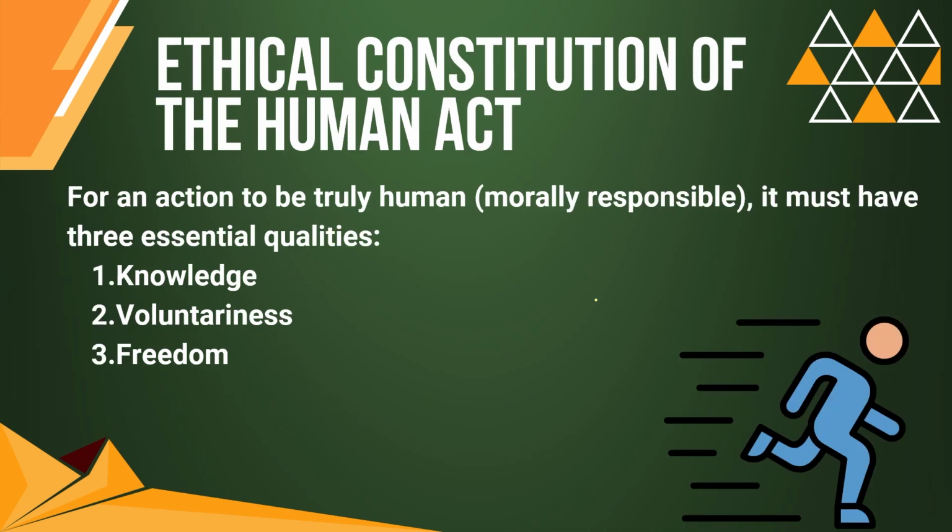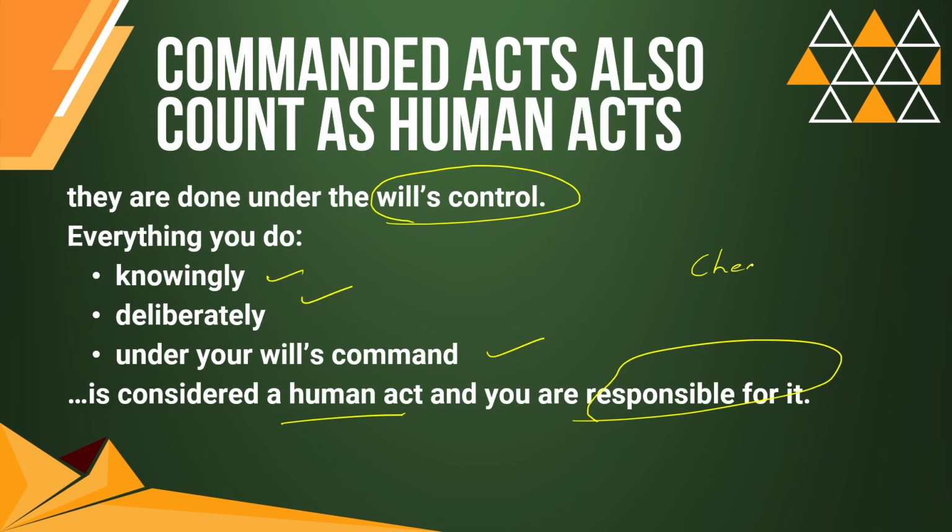For example, if you decide to cheat in an exam, so you're actually copying the answers with your hands. Okay, your eyes are involved, and you have actually decided that you will cheat. So the decision to cheat is an elicited act, whereas the copying is the commanded act, and all of it again makes you morally responsible.